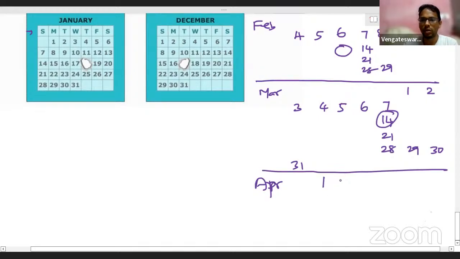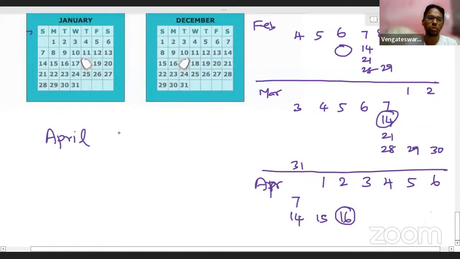So Monday, 1, 2, 3, 4, 5, 6, 7, and then 14 will be here, 15 will be here, 16 will be here. So third row, Tuesday, 16. This is where you will find the whole. So that means April 16 is the right answer to this question. I think some of you got the correct answer. 16, is it or not?